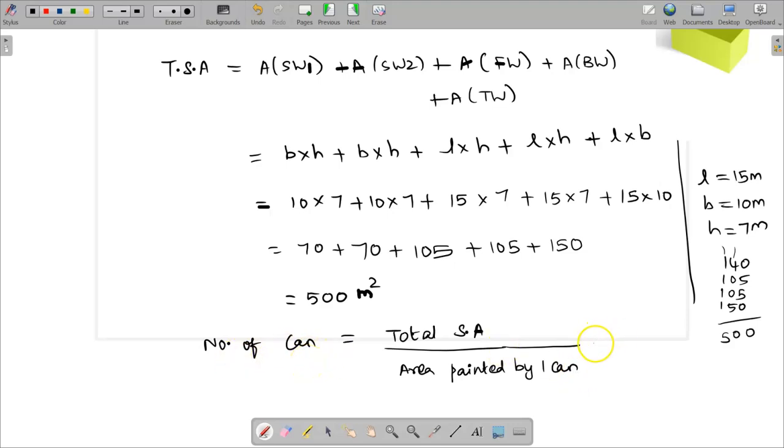What is the total surface area? It is 500 meter square. What is the area painted by 1 can? It is 100 meter square. So meter square cancels, and the zeros cancel. The total value is nothing but 5. So 5 cans of paint are required in order to paint the total surface area of the given room except the bottom surface, right?